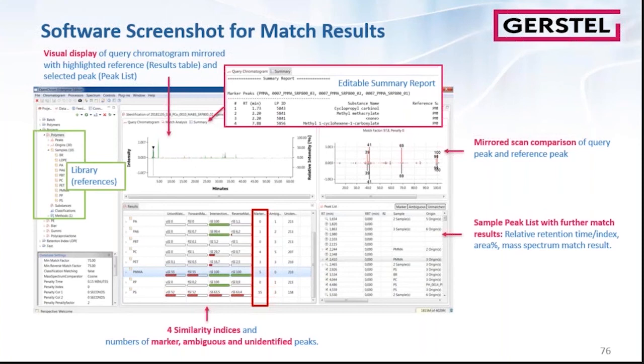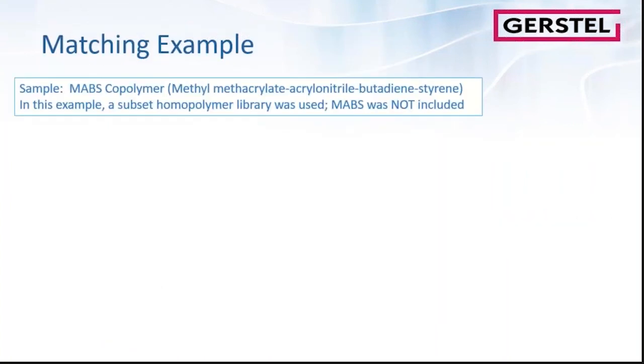schematic drawing before: how the software can be used for deconvoluting a complex sample. So the example would again be this MABS copolymer. So methyl methacrylate, acrylonitrile, butadiene, styrene. In our example, MABS as a material was not included in the library. Only the pure ingredients have been put into the library.